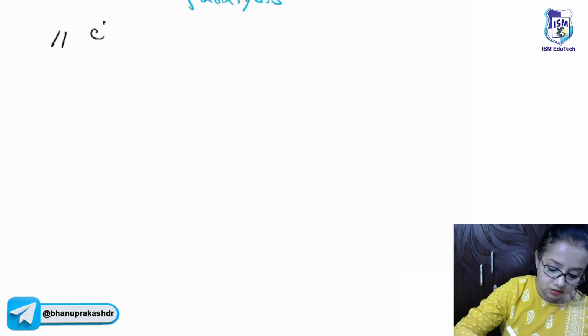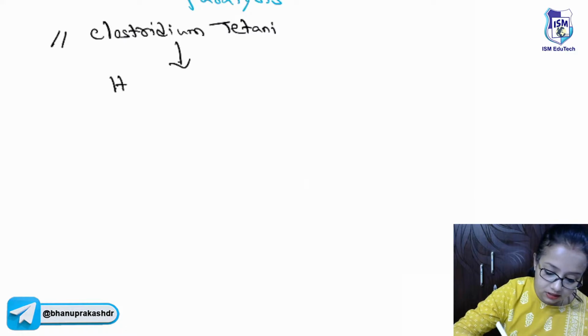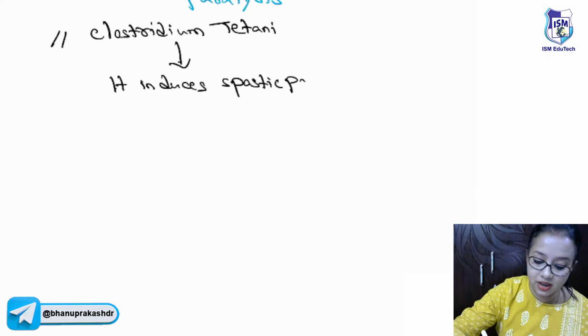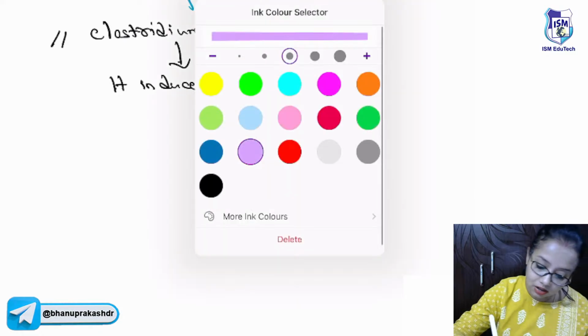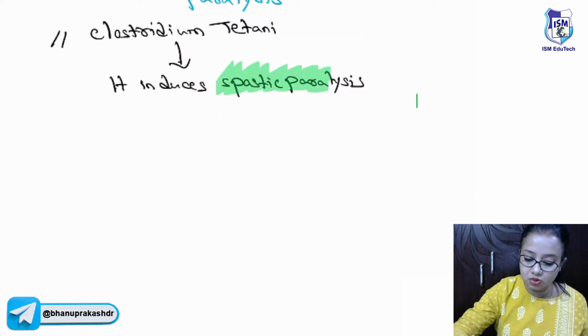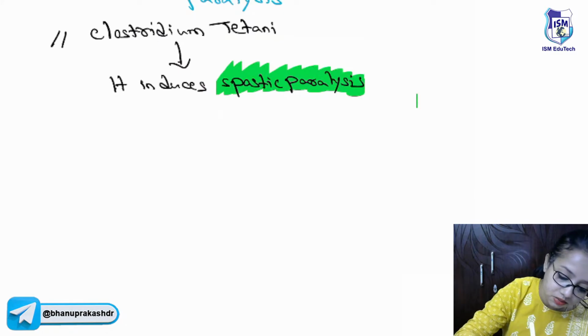Another toxin that blocks the SNARE protein is from Clostridium tetani. What does it do? It induces spastic paralysis. Now, this is again very different from how the botulinum toxin was working. Okay, so what will it do? It will induce spastic paralysis. How does it do that?